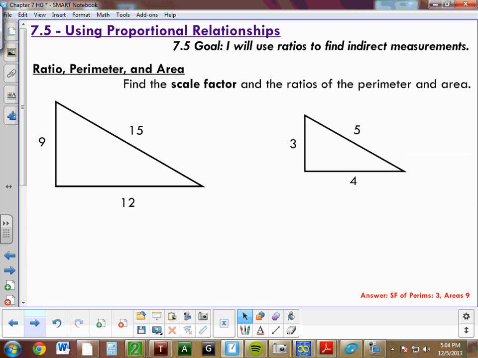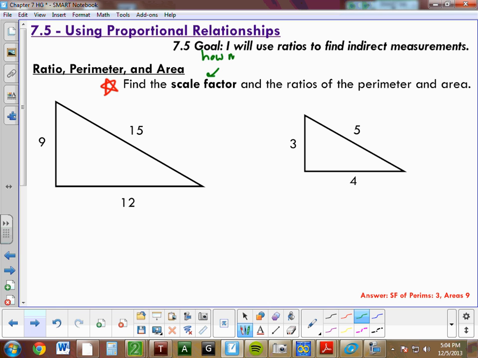This is one you want to put a big star next to because I know that this kind of question pops up on your midterm later on. So make sure that you know how to do this and you know the shortcuts. It says find the scale factor and the ratios of the perimeter in the area. Scale factor is essentially how many times bigger or smaller something is than something else. So I can write that down up here.